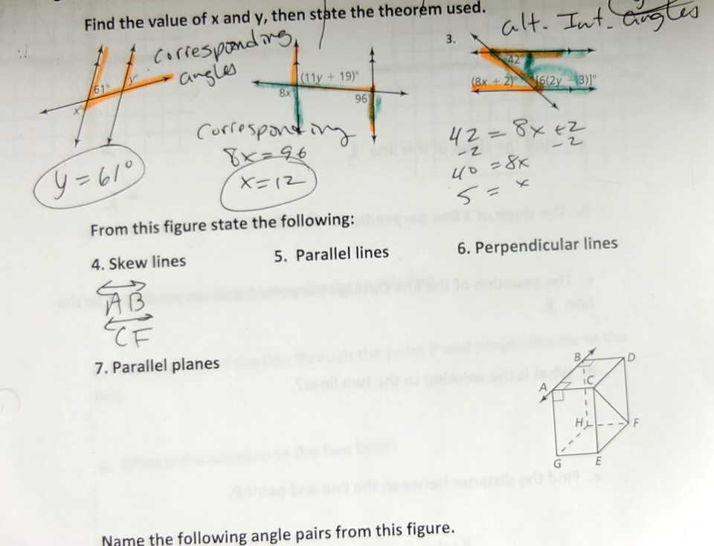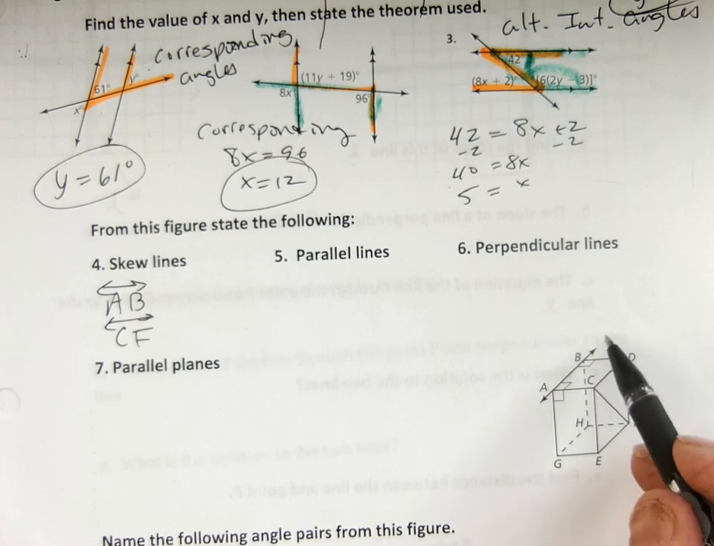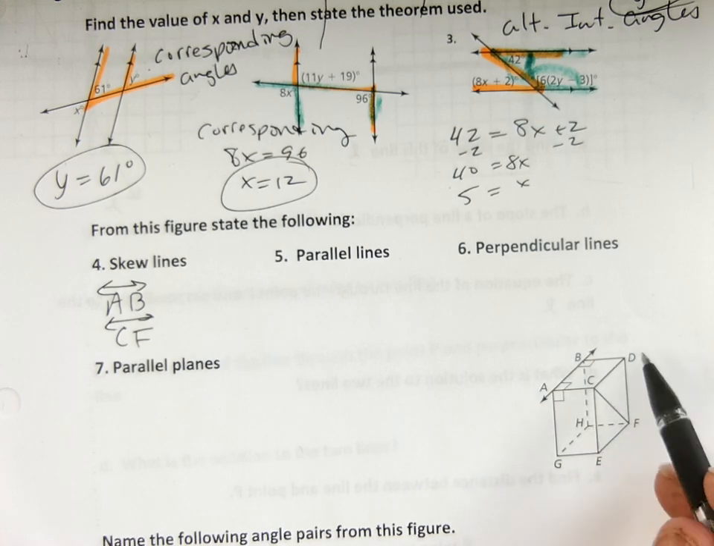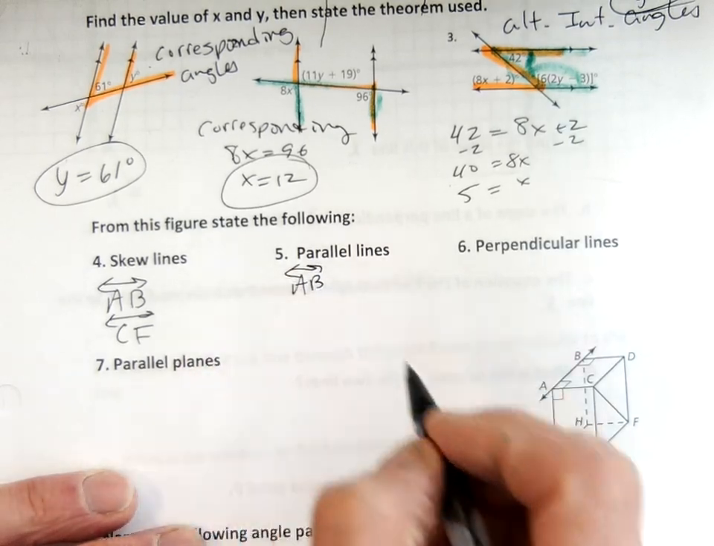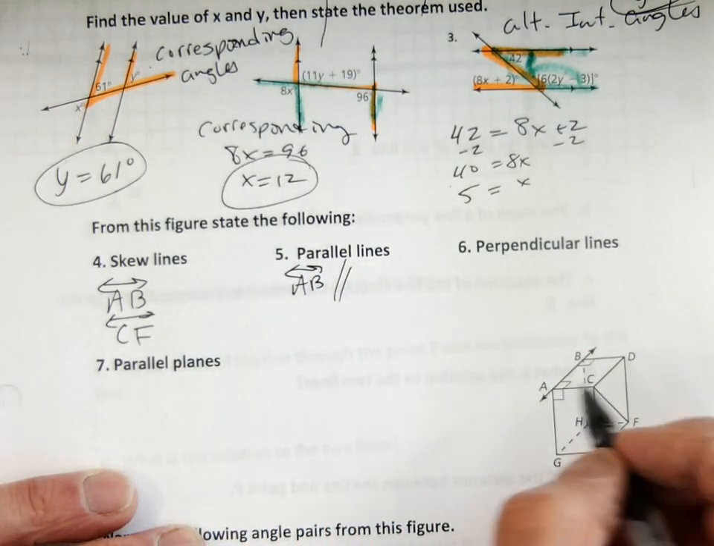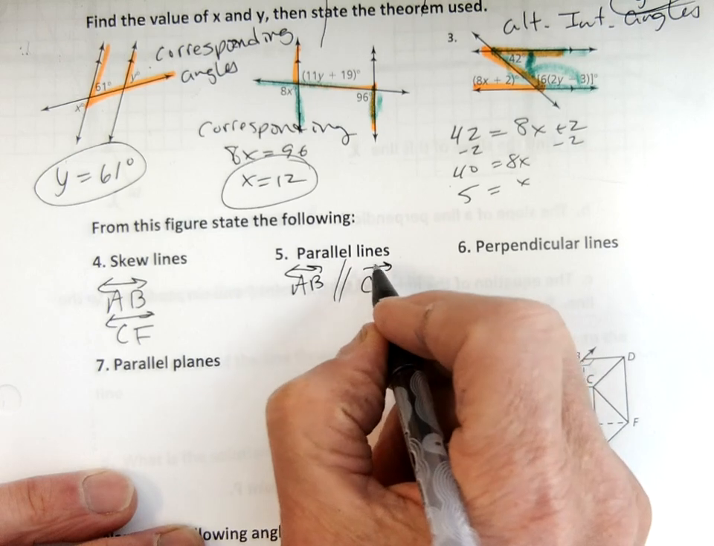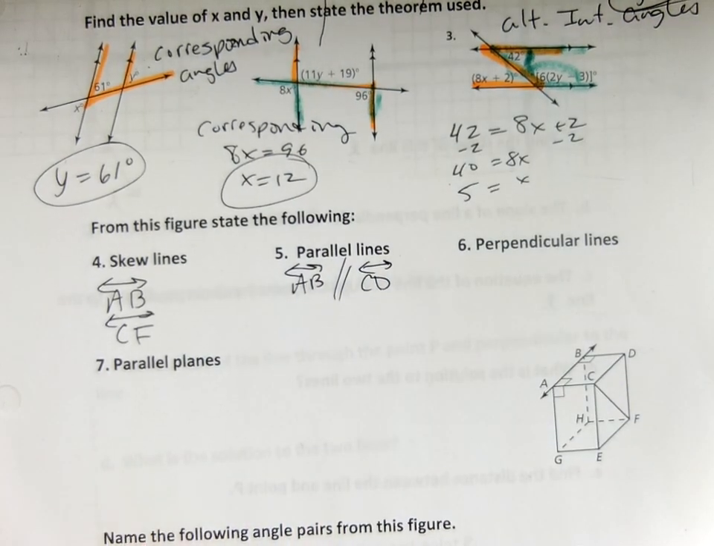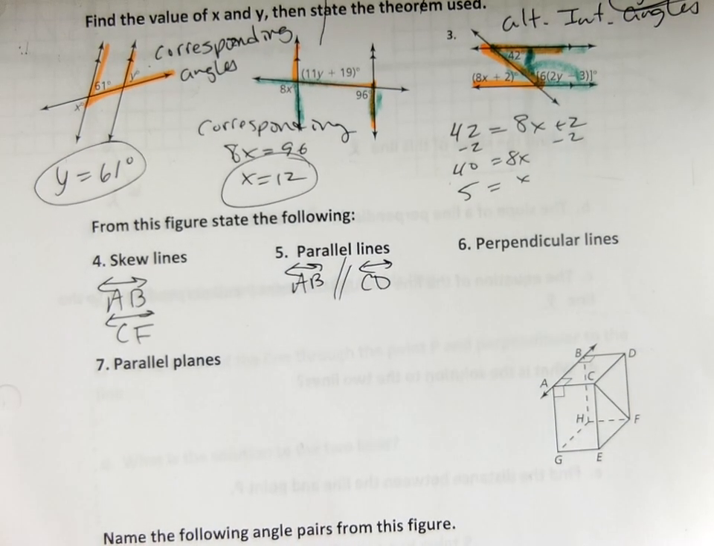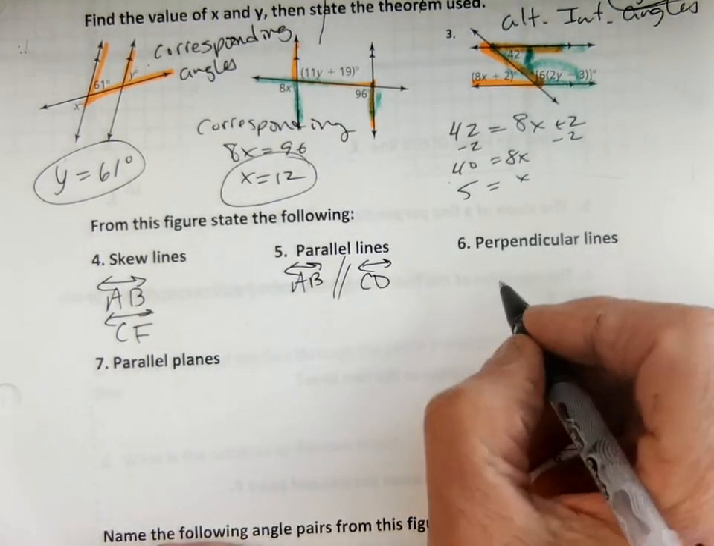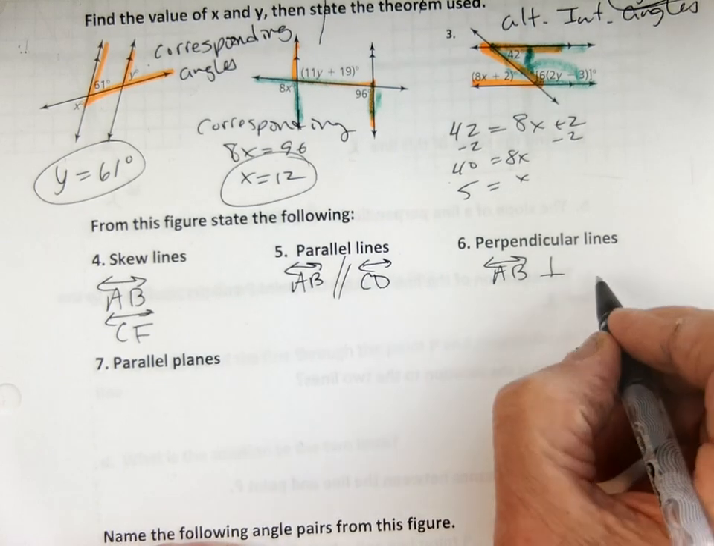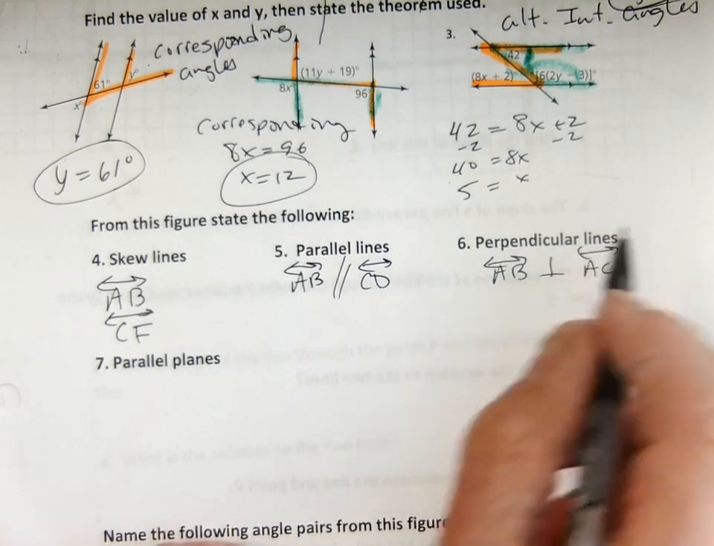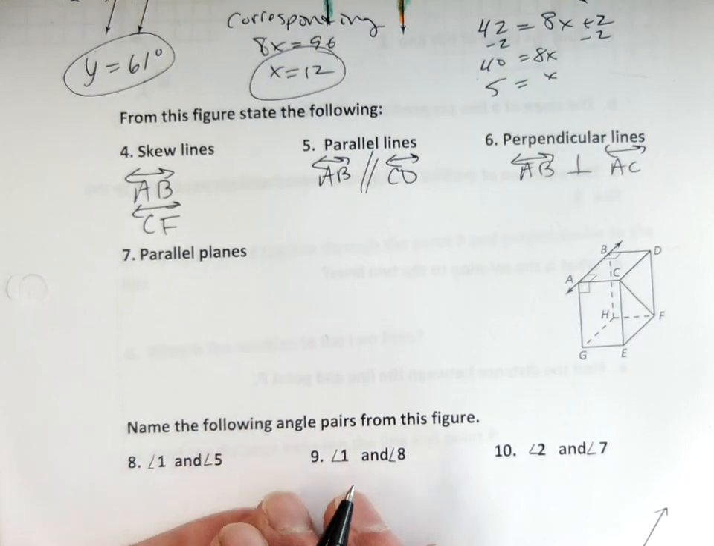Parallel lines. Well, there's lots of answers to parallel lines, right? How about AB with CD? So there's lots of answers. Parallel lines, that's easy, right? Lots of perpendicular lines. I'm just going to go with AB with AC, okay? AB perpendicular to AC. All right, these are easy. You guys agree? Easy, easy, easy.